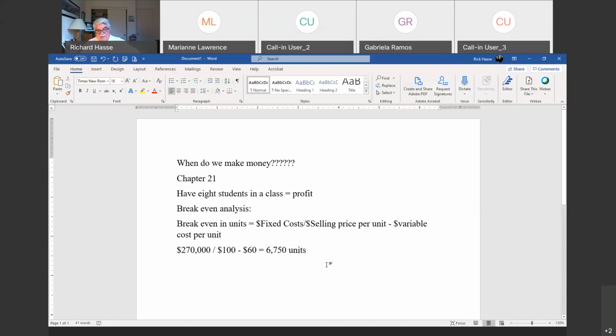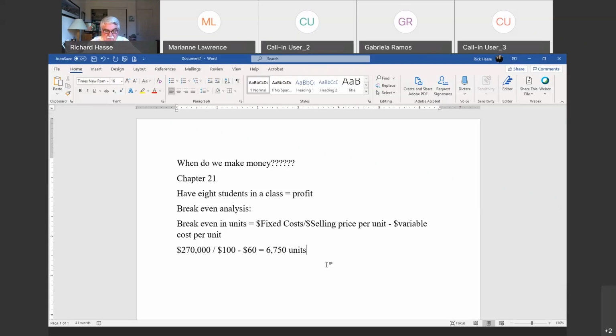To understand that is huge for a business. All right? That's how Laverne calculates why they need 8 students in a class. That's their break-even point. They determine the fixed costs. They determine the selling price per unit, which is the tuition we charge per credit hour. And they determine the variable costs of providing that class to the students. They can determine 8 students is our break-even point.